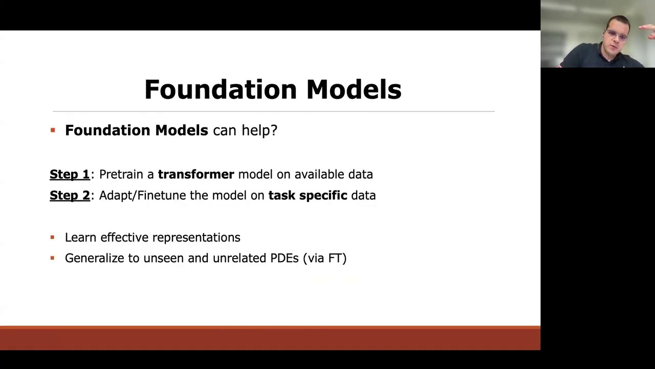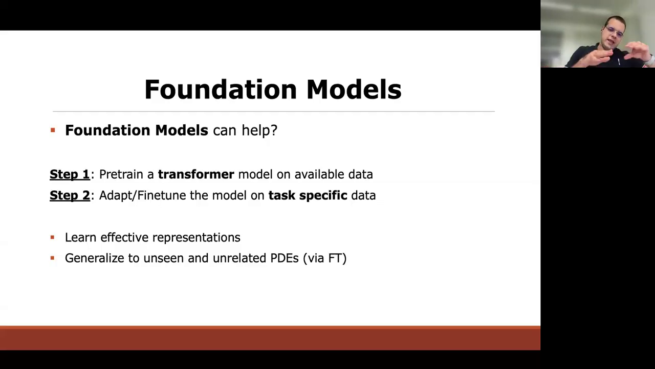So the idea is the following. Imagine we have a lot of fluid-like data, some sort of PDE-like data. We pre-train a transformer model. Why a transformer model? Because transformers in the LLMs happen to scale much faster than the other models. And we also observe that in PDE settings. So imagine we pre-train a transformer model on the available data sets, and that's step one.